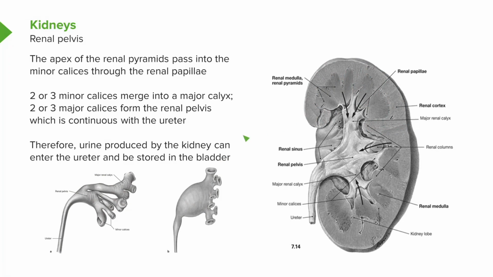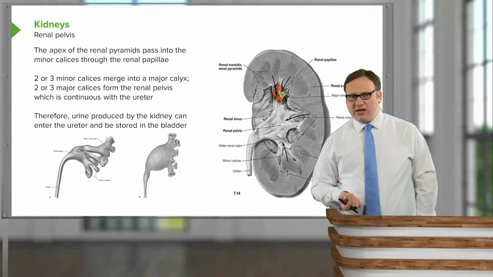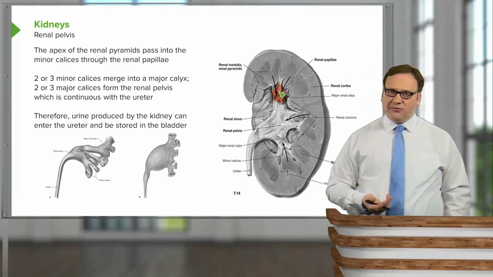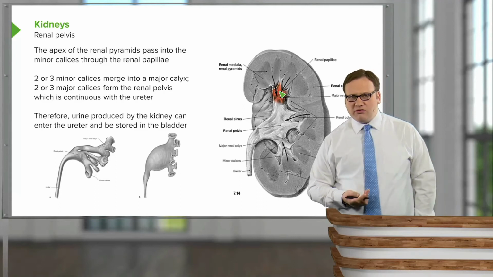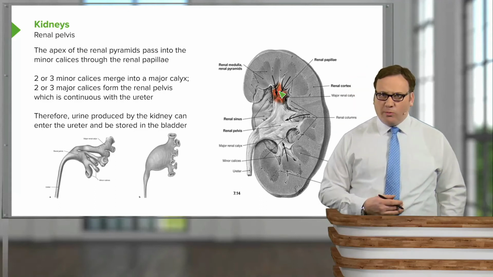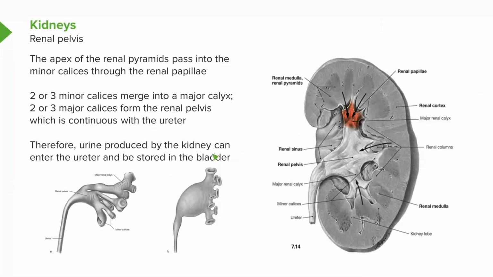Now, the minor calyces are going to form a major calyx. So here we have a number of minor calyces forming a major calyx. And you may have 2 or 3 minor calyces merging to form a major calyx. And then 2 or 3 major calyces forming the renal pelvis. So here we can have a minor, forming this major one here. We have a few more minor ones, say here and here, and they're going on to form another major one here, and a few more majors receiving the minor calyces here.